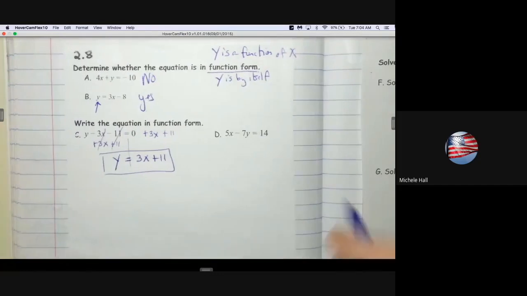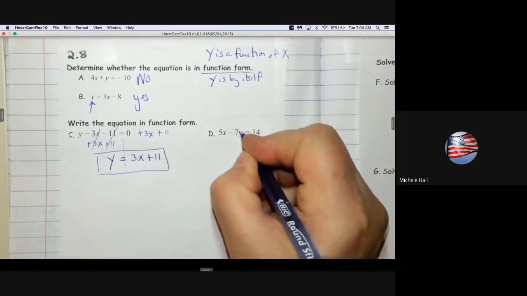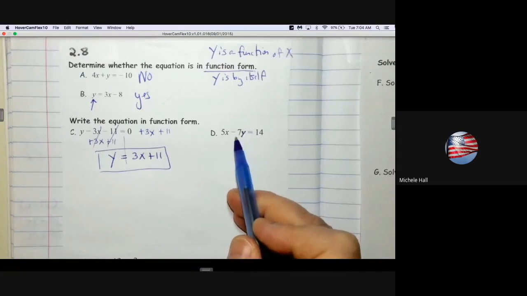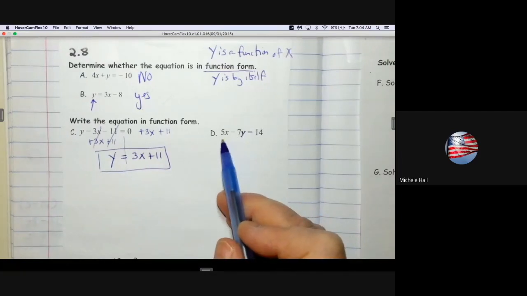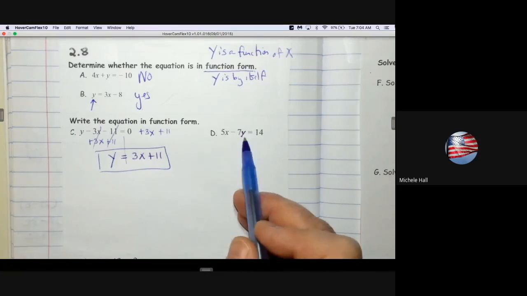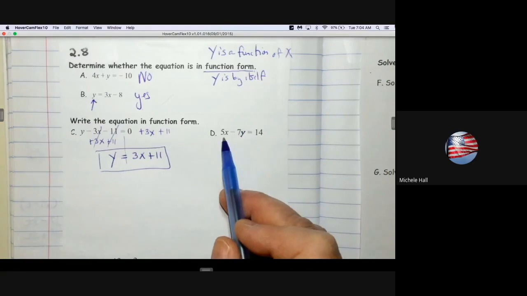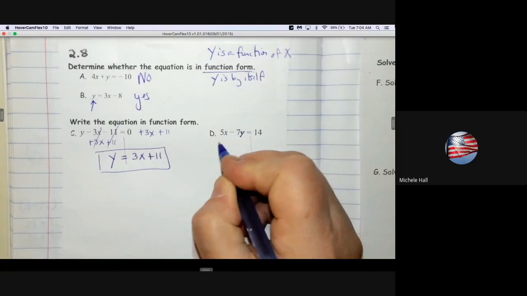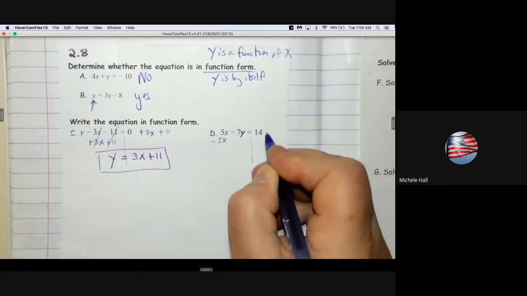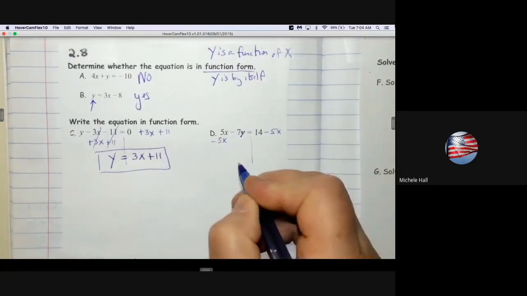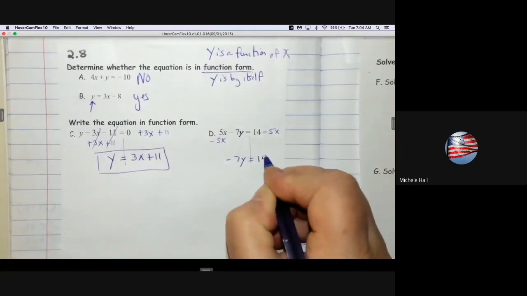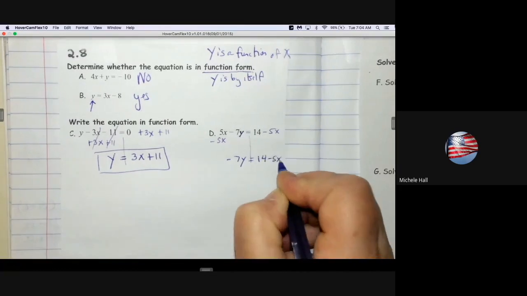The next problem, here's my y. I can see that y is being multiplied by negative 7, and it's being added by a positive 5x. This is like having a two-step equation. I'm going to solve for y. That means I want to put the 5x on the right-hand side. You do the opposite of positive 5x, which would be negative 5x. We get that negative 7y equals 14 minus 5x.